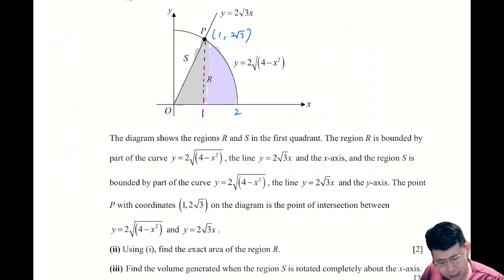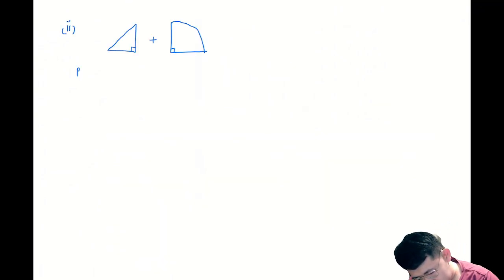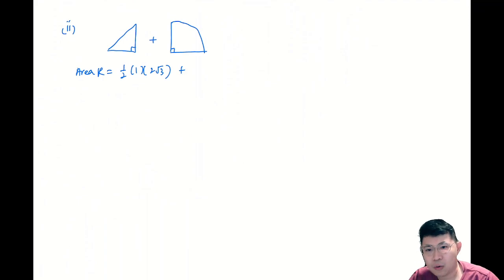If we can just check, this will be 0. So make x the subject, so x will be equal to 2. So what do we do? We integrate from 0 to 1 for that triangle, then plus 1 to 2 for that curve. So our area for R will be half times base times height for the triangle, then plus the quadrant over there.